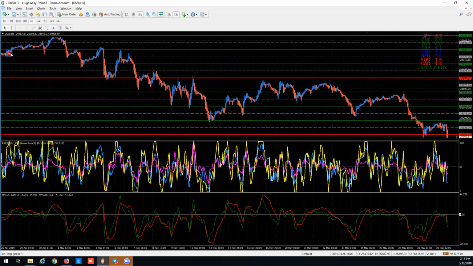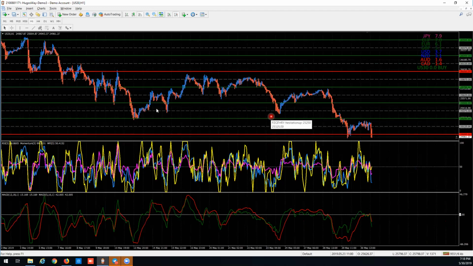Now we have one of our favorite pairs here, US 30, and as you can see, price is actually contained within these quarter points. They play off of the minor quarter points and also the major quarter points. This is a good way for you guys to make sense of support and resistance lines, because that's one of the things that people struggle with when they trade. Even in US 30, you see that it respects these quarter points.